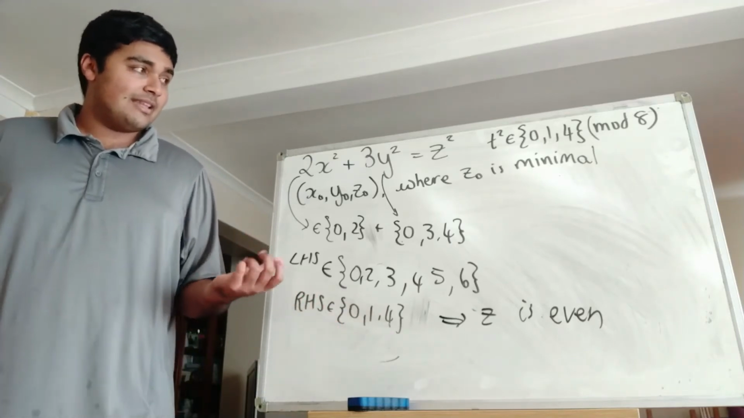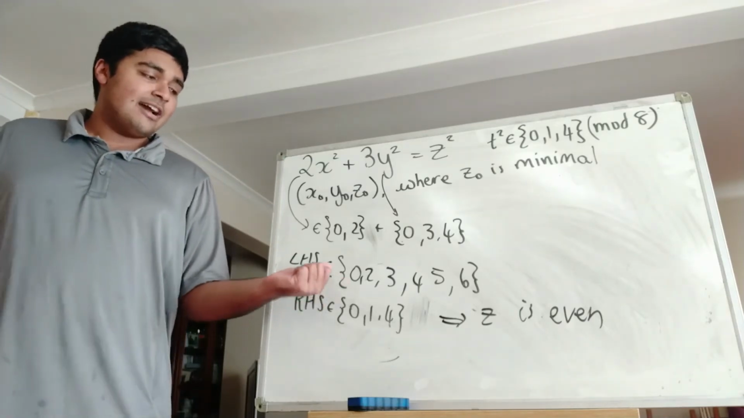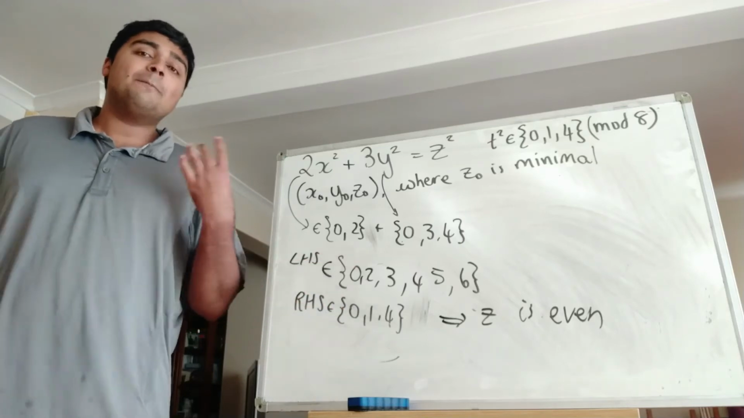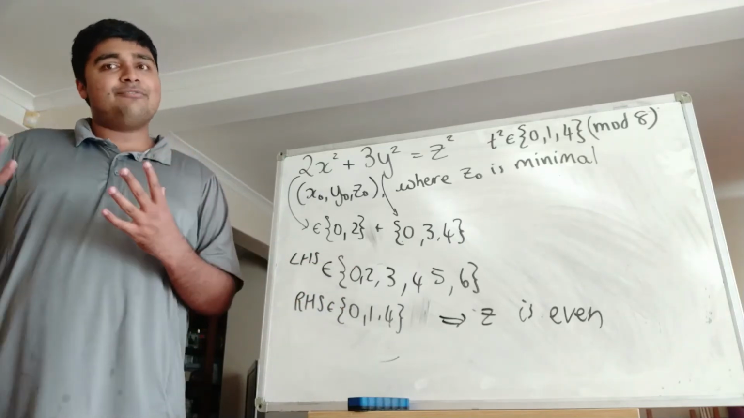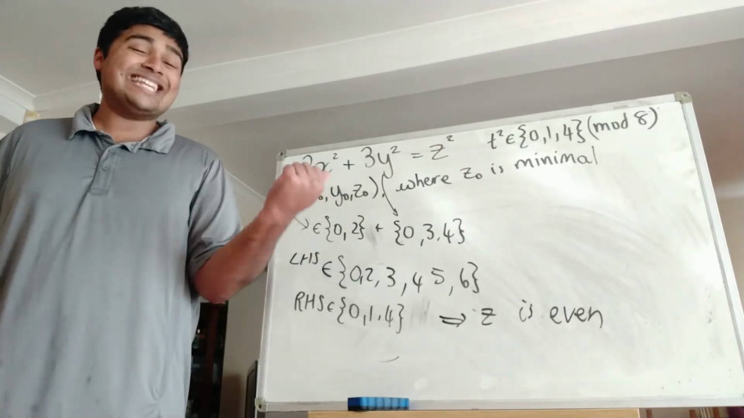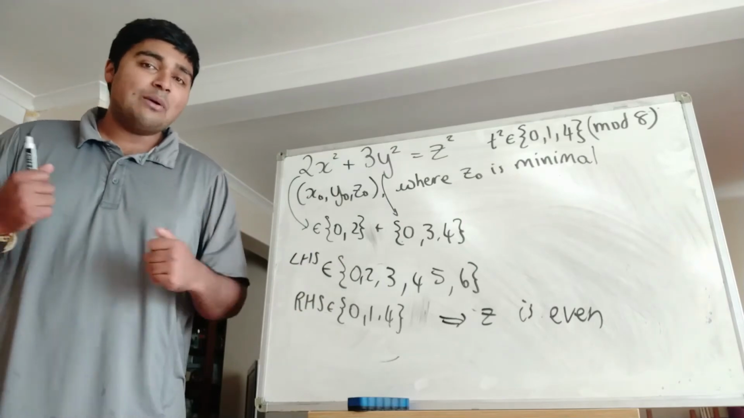So the left hand side and the right hand side, because they're equal mod 8, we've got to have a number which is in both of these sets, and the only two numbers which satisfy that are 0 and 4. But in both cases we get that 0 and 4 mod 8 must imply an even number. So z squared is an even number, so z is even. So that's what we've deduced so far. Let me clean up the whiteboard and we'll continue.